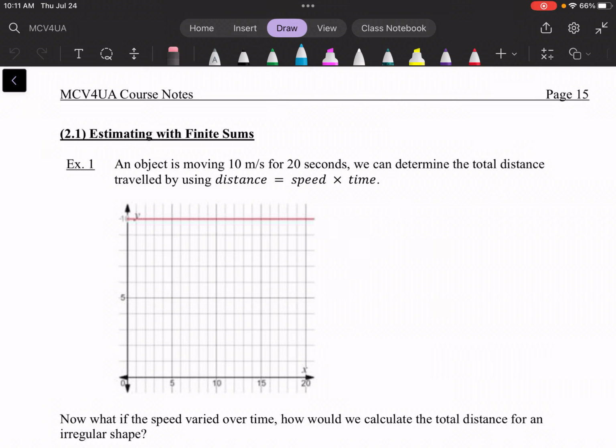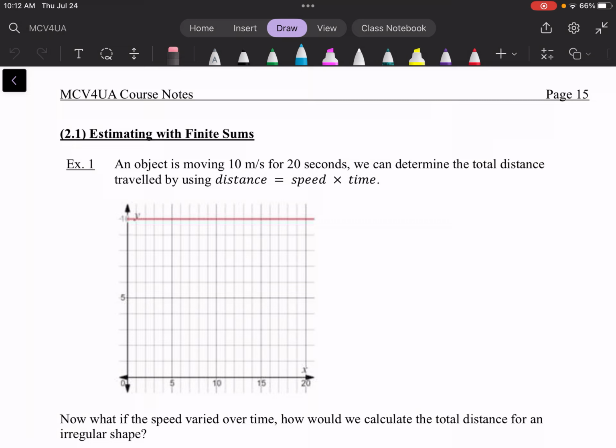Hello and welcome to lesson 2.1, estimating with finite sums. So today what we're going to do is calculate the area underneath a function and see why that is helpful. Let's start with an example just to understand this a little bit better. Let's say an object is moving at 10 meters per second for 20 seconds.